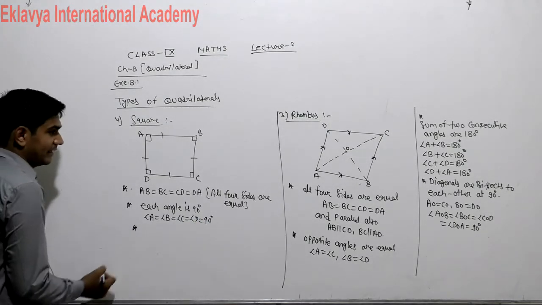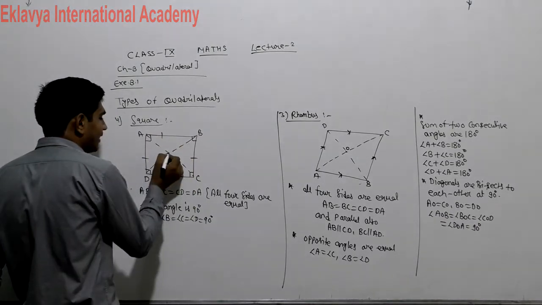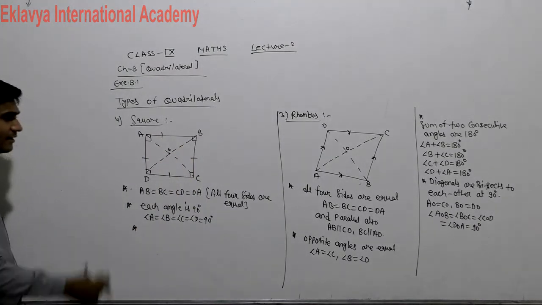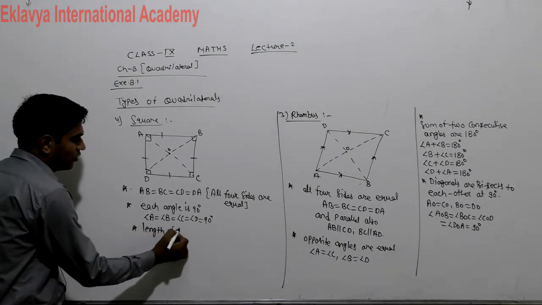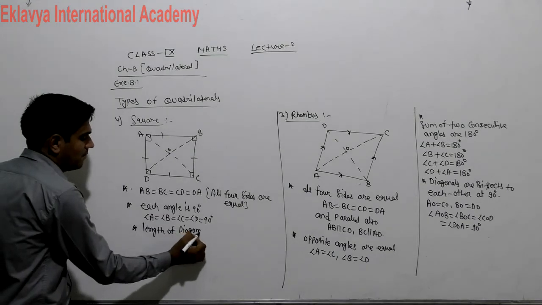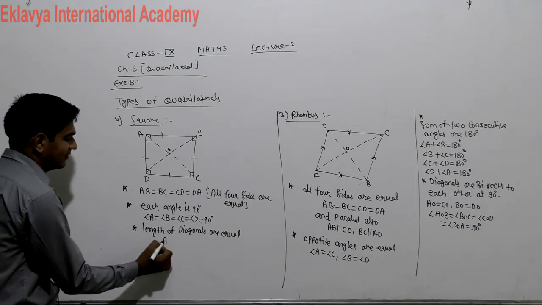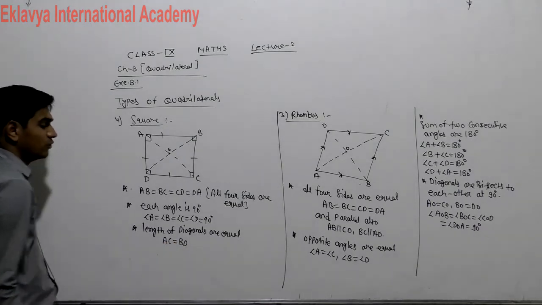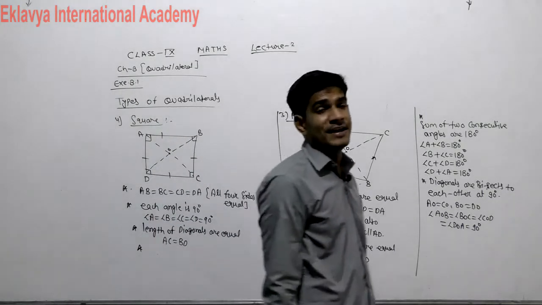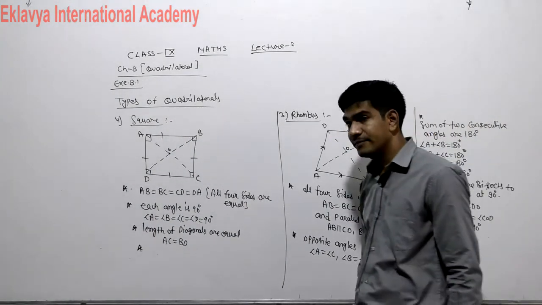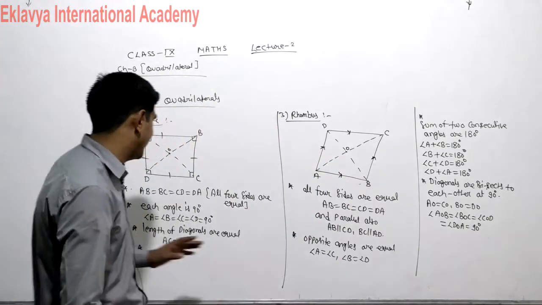Third property is related to the diagonal. Related to the diagonal is what? The lengths of diagonals are equal, that is AC is equal to BD. And the last property is that its diagonals bisect each other at a right angle. In a square also, its diagonals bisect each other at a right angle.